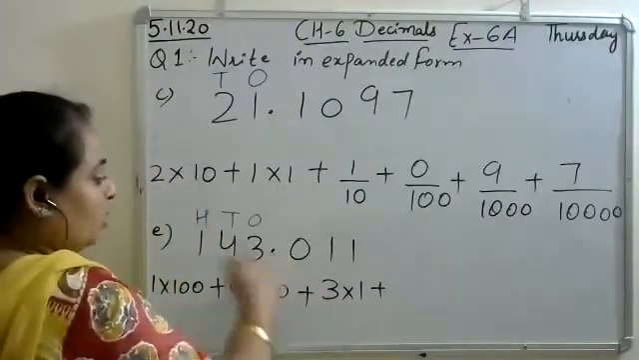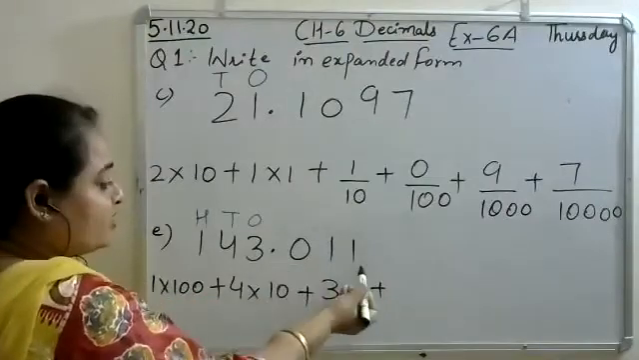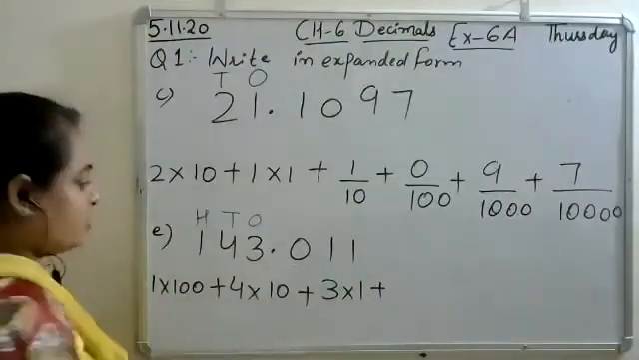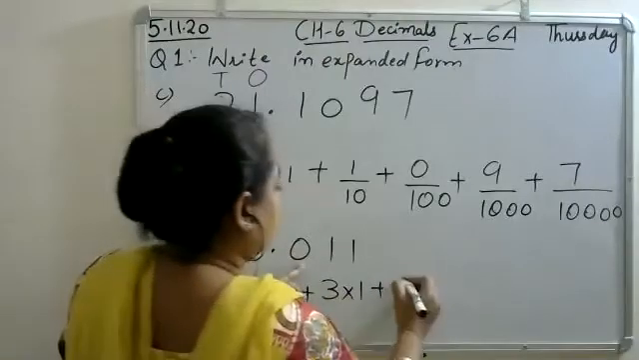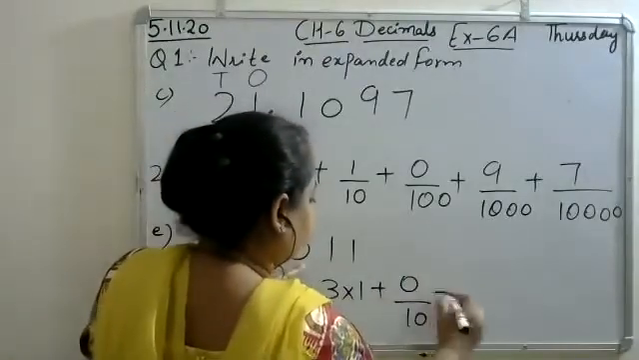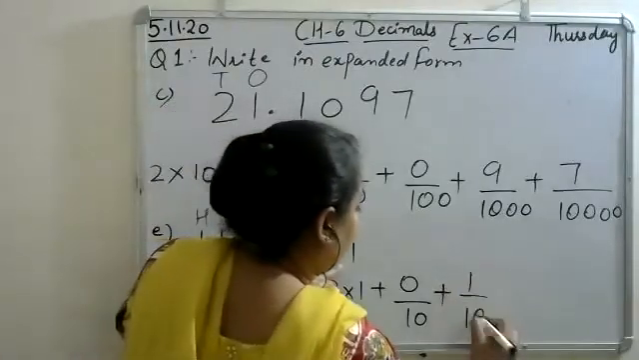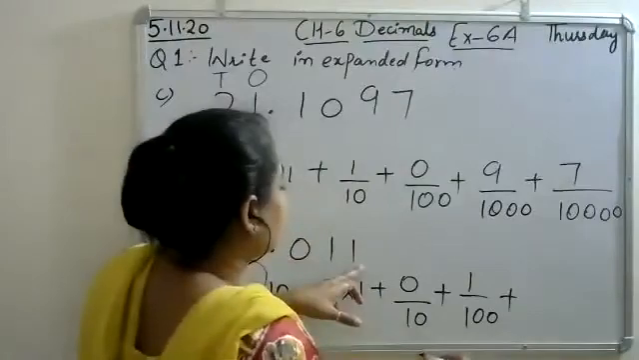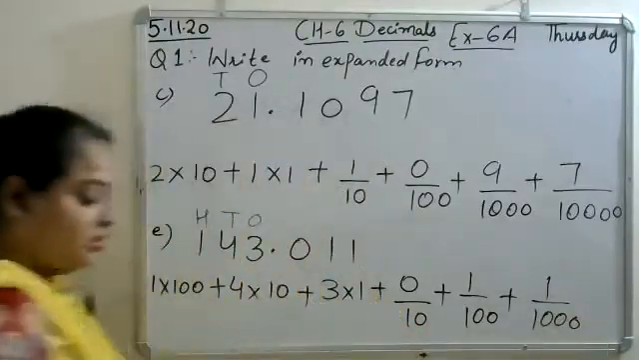Now come to the right hand side of decimal. On the right hand side of decimal we will use the decimal system. So this is after the decimal, this is first place. So 0 divided by 10. This is second place. 1 divided by 100 plus. This is third place. 1 divided by 1000. Write down.